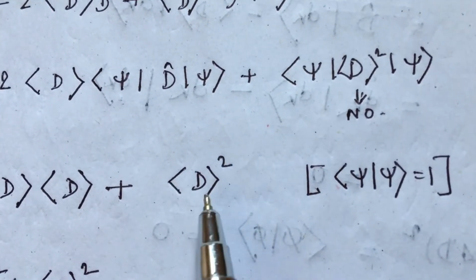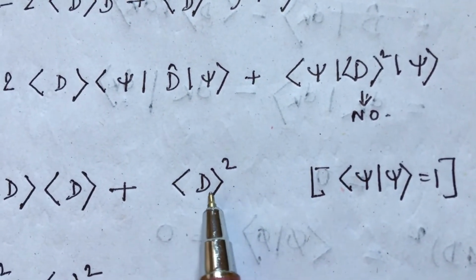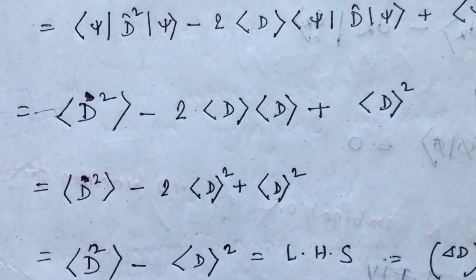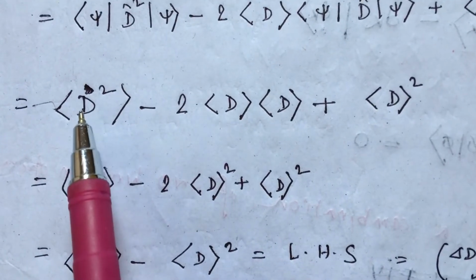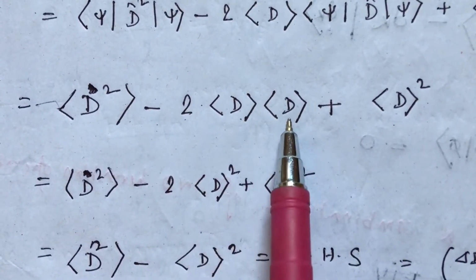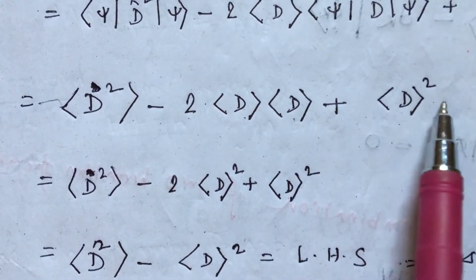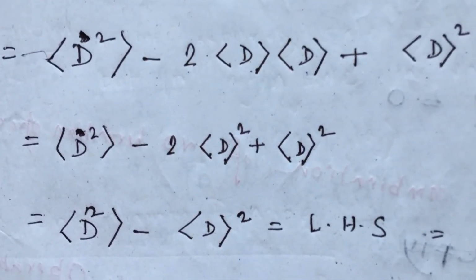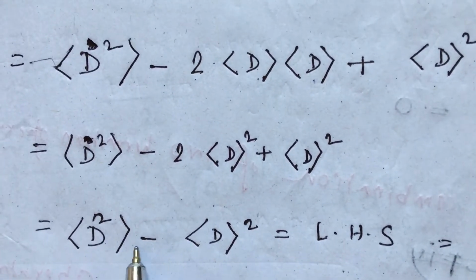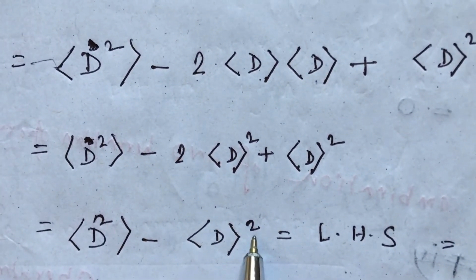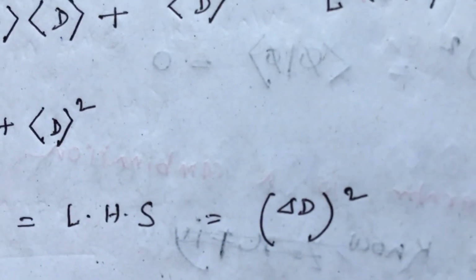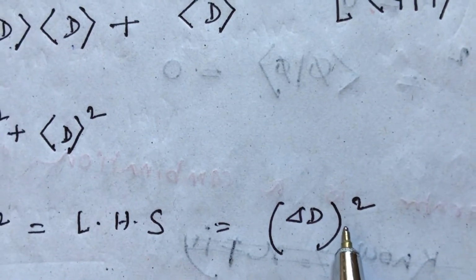I am left with <psi|psi> for this term, and <psi|psi> equals 1. So the third term will give only d expectation square, and all three terms will look like expectation of d square minus 2 d expectation into d expectation plus d expectation square, and I will eventually get this, d square expectation minus expectation of d square, which is by definition equal to the left hand side, del d square.